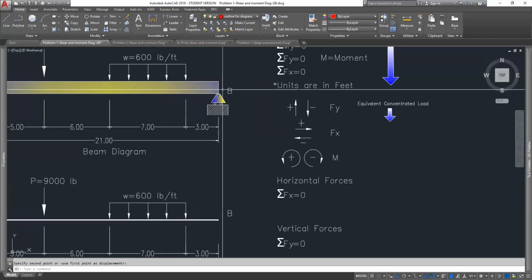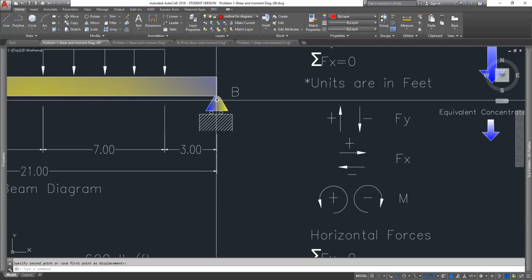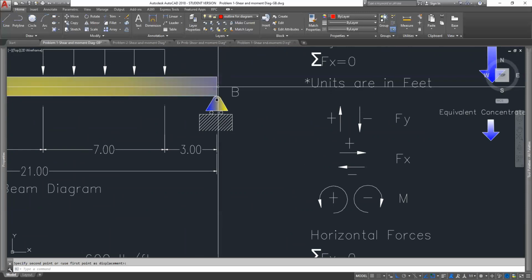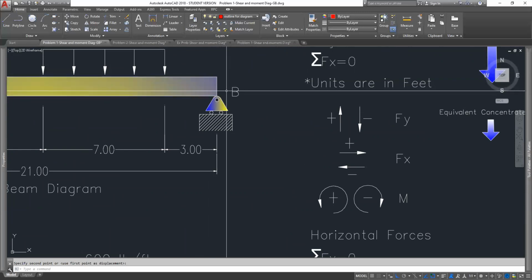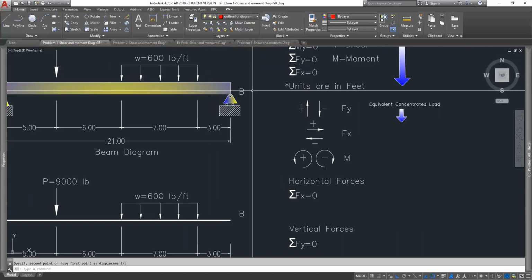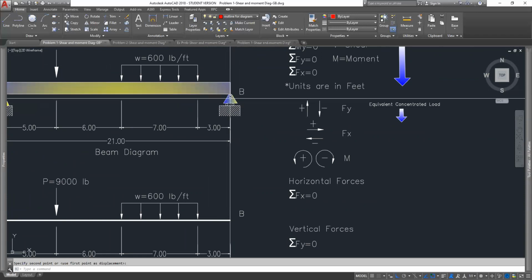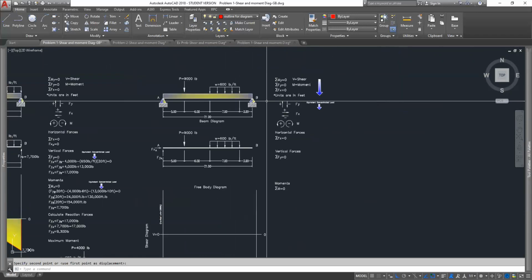Now let's take a look at the other connection. This connection right in here designates what's called a roller connection. A roller connection still does not allow vertical movement, but it allows slight horizontal movement. That's what these little rollers indicate. So there will be no horizontal resistance at this point. The only thing we should have is a vertical resistance.